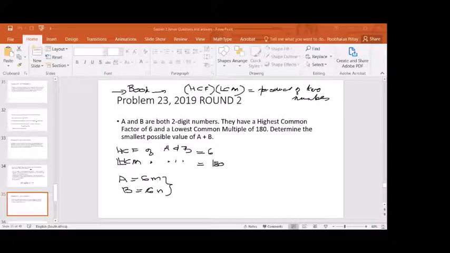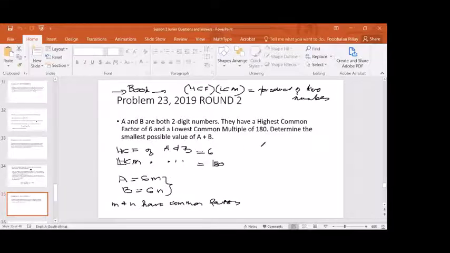Now observe that M and N can't have any common factors. Think about that. For instance, suppose 2 goes into M and 2 also goes into N, then you can take the 2 out and make that 12 and make this 12 also. Then 6 can't be the highest, because 12 is also a common factor. So that's impossible. So M and N have no common factors. Just bear that in mind.